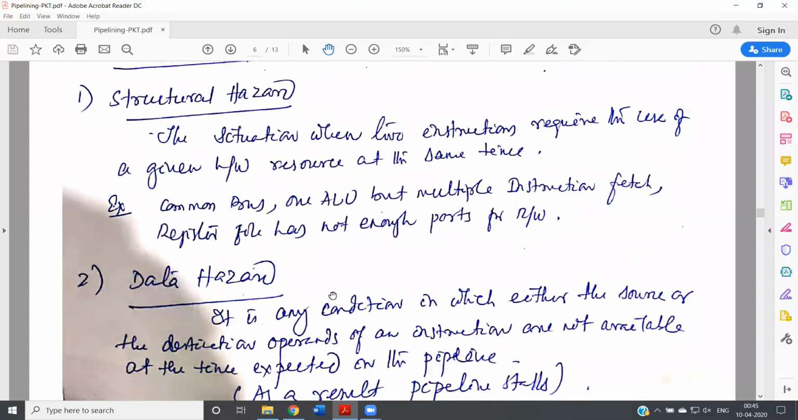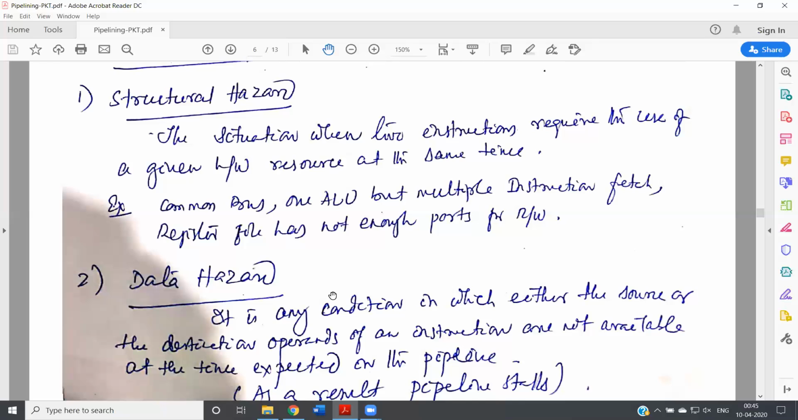The first is called the structural hazard. It is the situation when 2 instructions require the use of a given hardware resource at the same time. That means more than one instruction requiring the same hardware. For example, a common bus. To a common bus, multiple instructions want to transfer data. As you know, if it is a common bus, only one transfer can occur at the same time. So the other instruction has to wait.